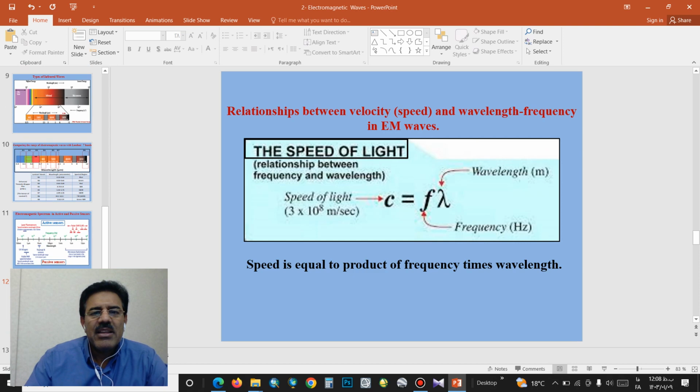This slide is showing the relationship between velocity or speed and wavelength and frequency in electromagnetic waves. Based on this formula, speed is equal to the product of frequency times wavelength. Speed or velocity.